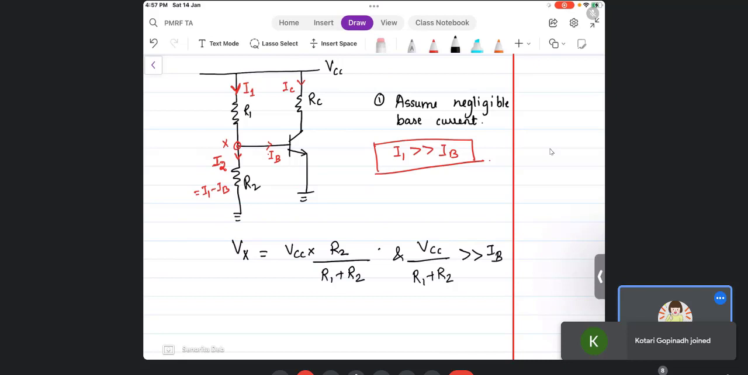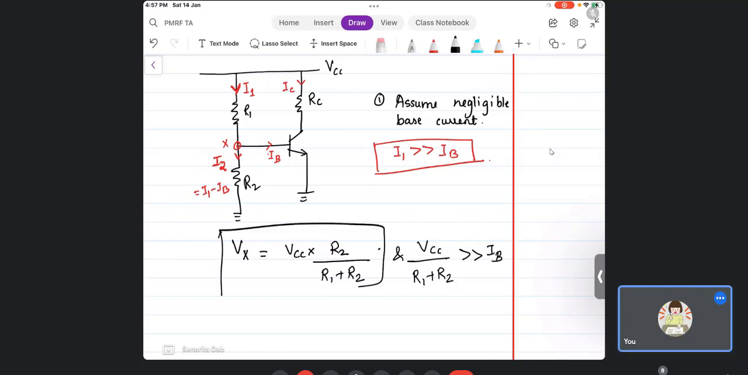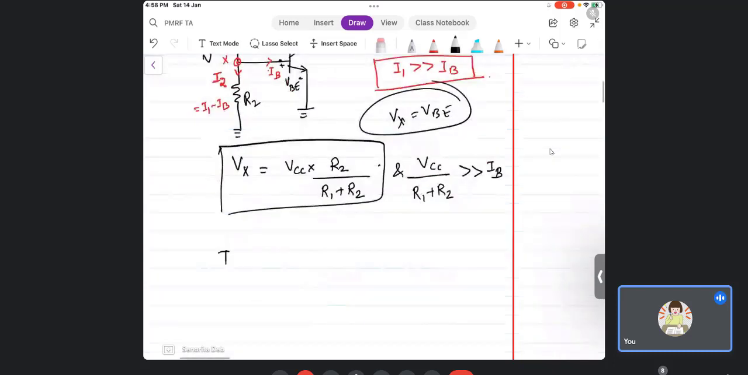Now you see that Vx is VCC into R2 by R1 plus R2, and that is directly nothing but VBE, right? Vx equals VBE. Therefore, IC is nothing but Is exponential e to the power VBE by VT, so VCC by VT into R2 by R1 plus R2.